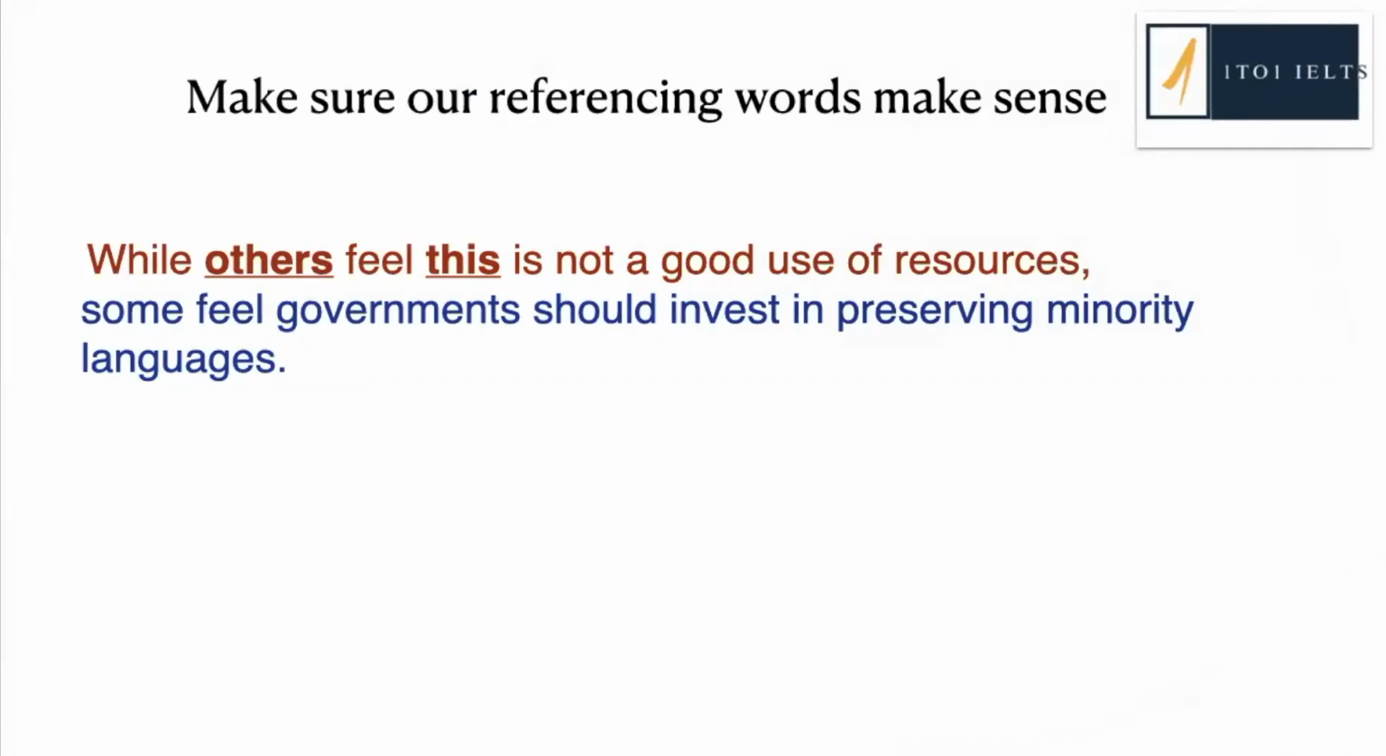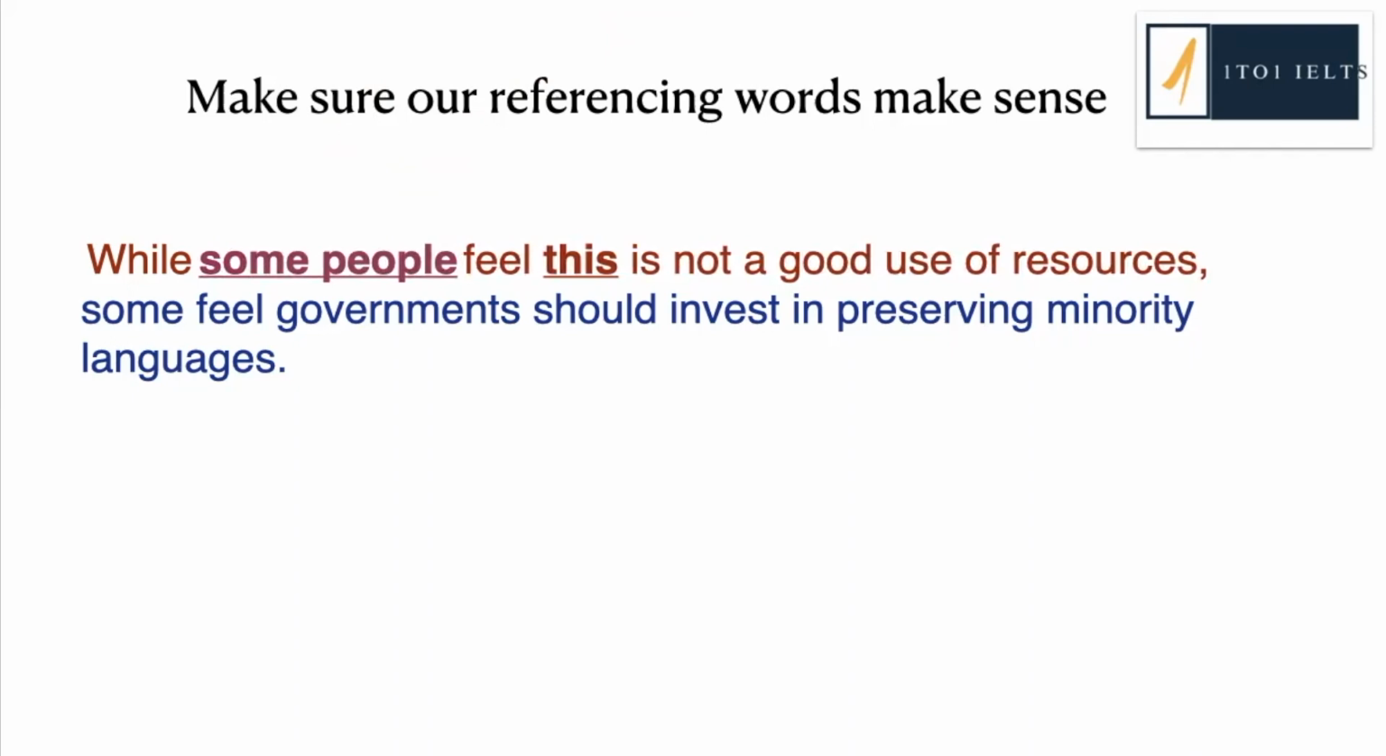So once we've swapped these over, we'll notice we've got a couple of referencing words. Now, when you swap one clause for another clause, there are often words in the second clause which were referring to words in the first clause. And once you swap them around, it no longer makes any sense to have these referencing words in your new first clause. So if we look at our first clause now, it says, while others feel this is not a good use of resources. So we've got two referencing words here. We've got others, so other people, but we don't know who they're other to. And we've got this idea of this.